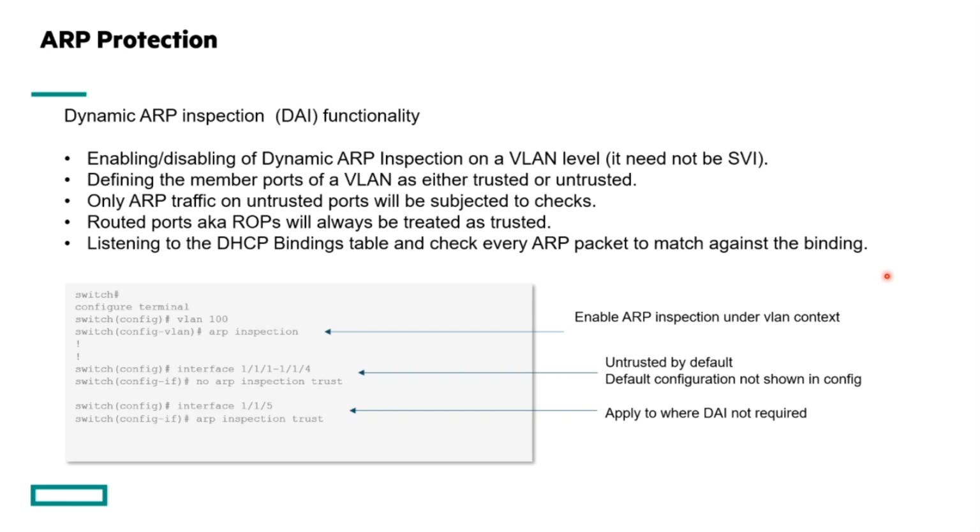Let's cover the configuration. So basically, in the VLAN context, you enable ARP inspection. Then by default that means that all ports that are allocated to that VLAN are untrusted, and I've shown a configuration here which cannot be seen. This is a hidden config, no ARP inspection trust. That's the default configuration. And if you want to make a port trusted, i.e. not to be inspected, then you just type in ARP inspection trust and that port will no longer be inspected.